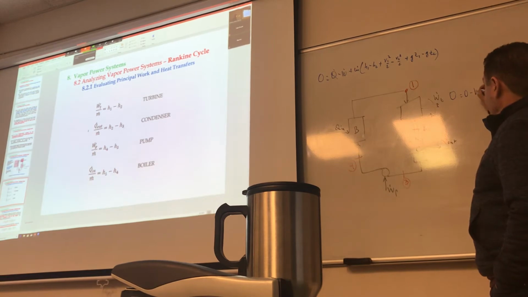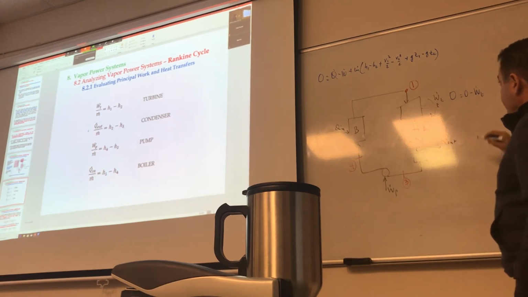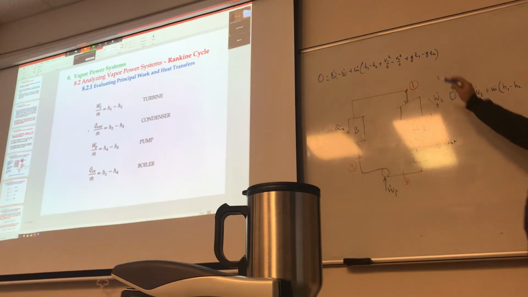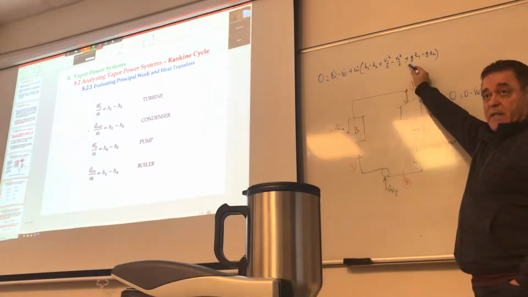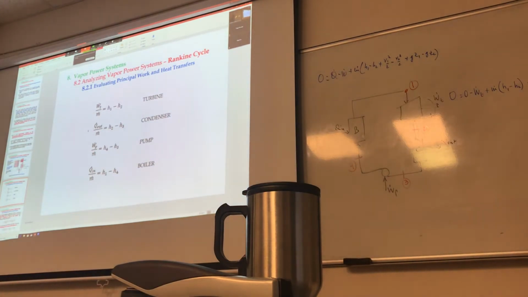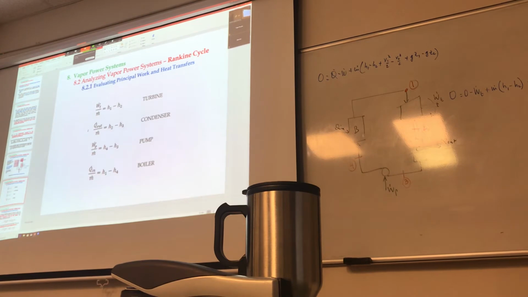Minus W turbine, right? Plus m dot, the mass flow rate, times H1 minus H2, right? Remember, we are neglecting potential energy, we are neglecting kinetic energy, right? So based on this, what can I say? That W_T over m dot is equal to what? H1 minus H2.